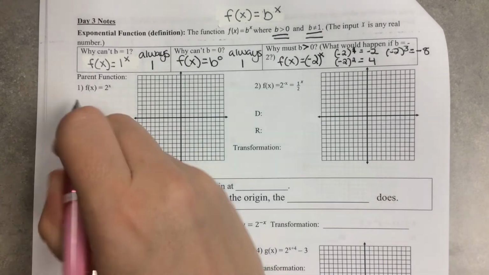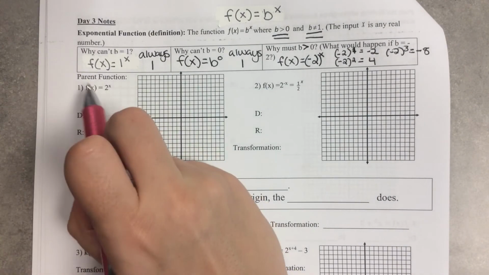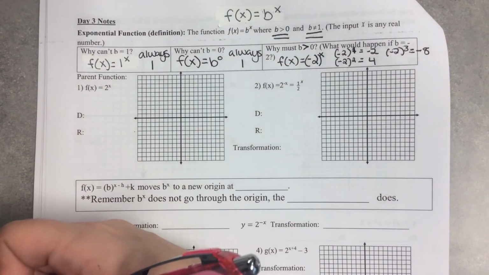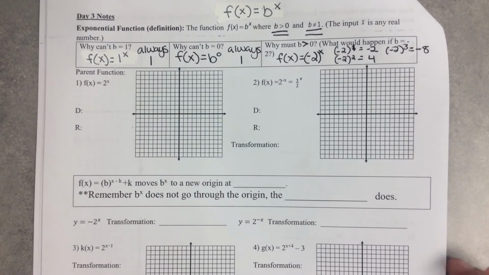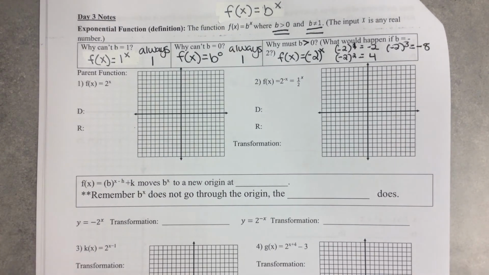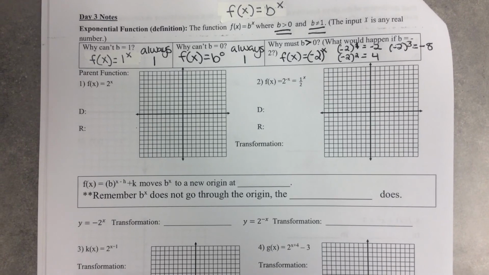So let's take a look at a parent function. We've got this function 2 to the x power. So you could make a table, but you could also grab your calculator and look at the table. So I'm going to grab one right now.